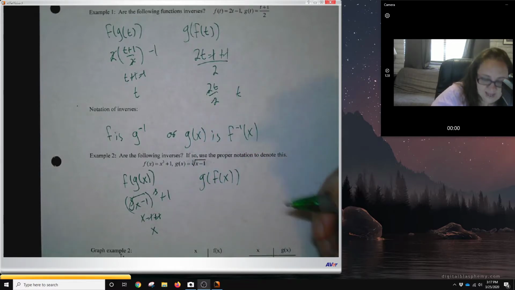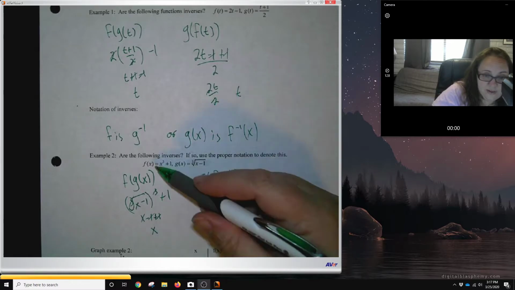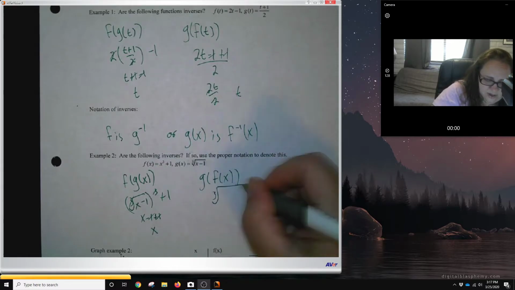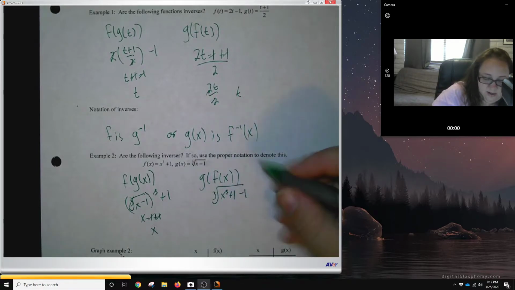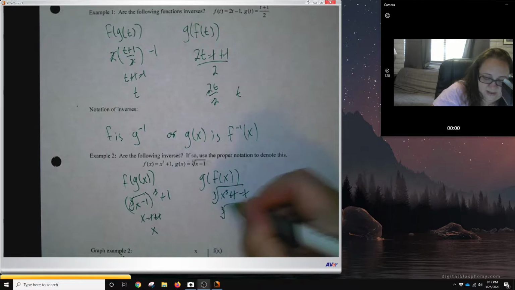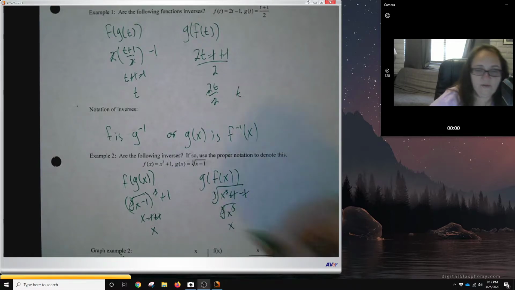Or g of f of x. I'm going to take this x and replace it with all of f. The cube root of x cubed plus 1, minus 1. Plus 1 and minus 1 will cancel. The cube root and the cubed will cancel, and we'll be left with just x.